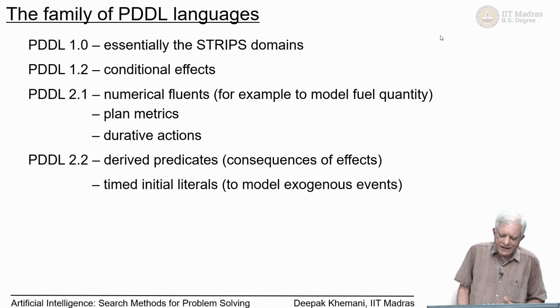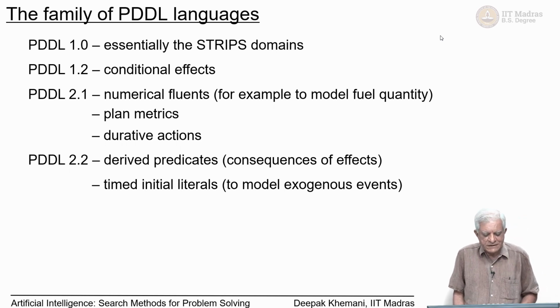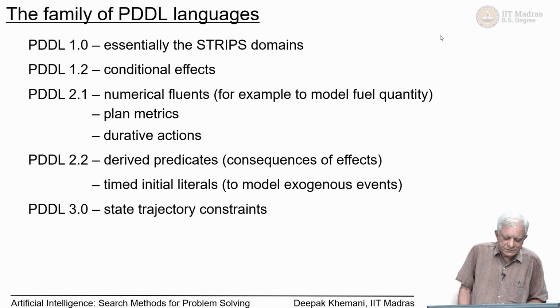Then there is something called timed initial literals to model exogenous events. It allows you to say that certain predicates become true at certain times, and you can specify that. The shop opens at 9 in the morning or 11 in the morning, depending on which city you live in, and closes at this time. So, these would be modeled using timed initial literals. So, you can see that we are modeling exogenous events also at this point.